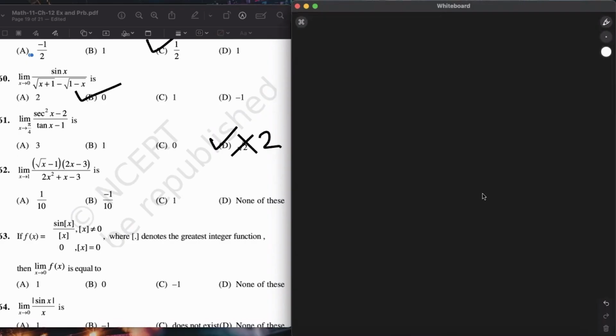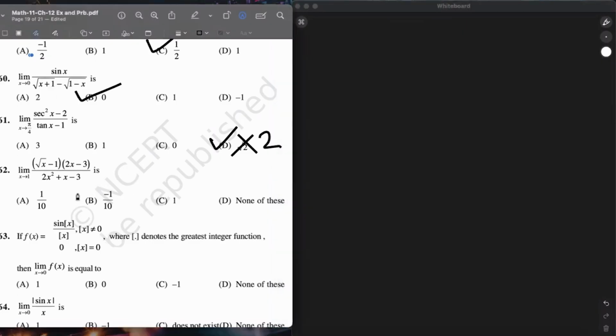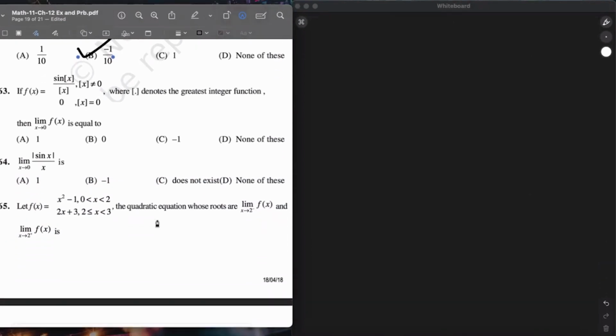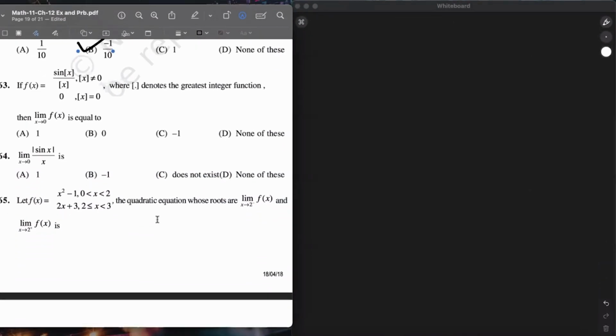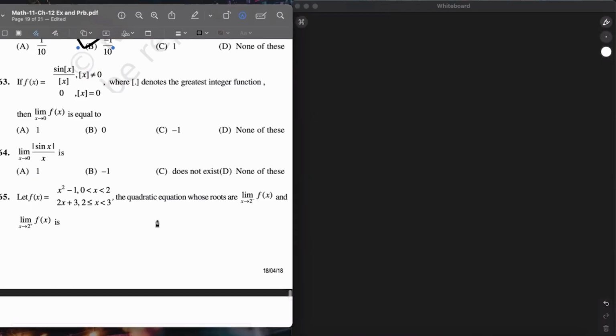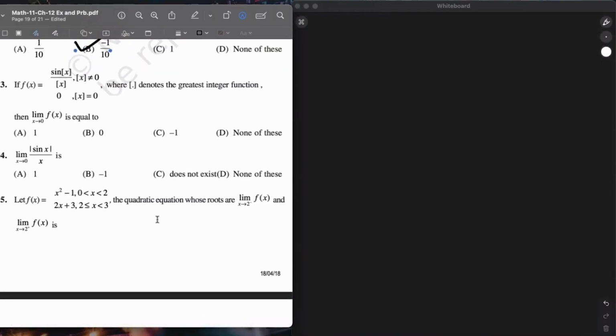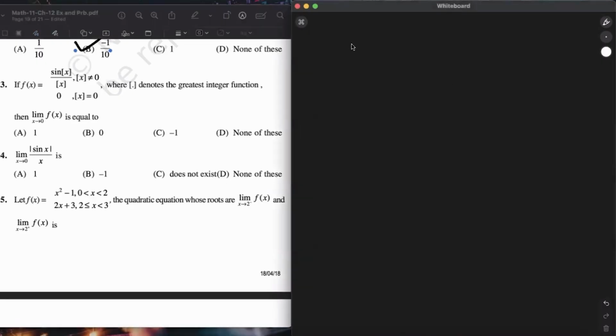Now moving on to question number 63, so the minus 1 by 10 was the answer, right? Here we have minus 1 by 10. Now question number 63. So in question number 63, we have been given GIF. So what is basically the GIF? Let me tell you that.